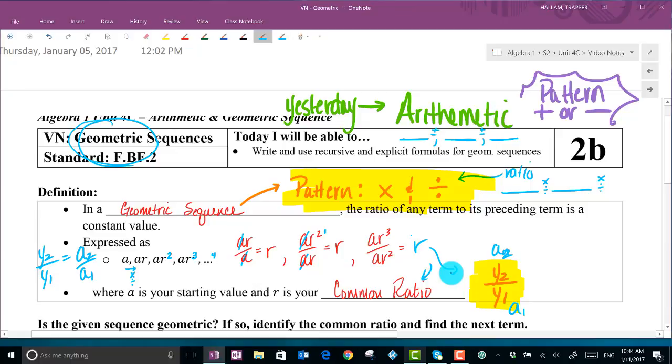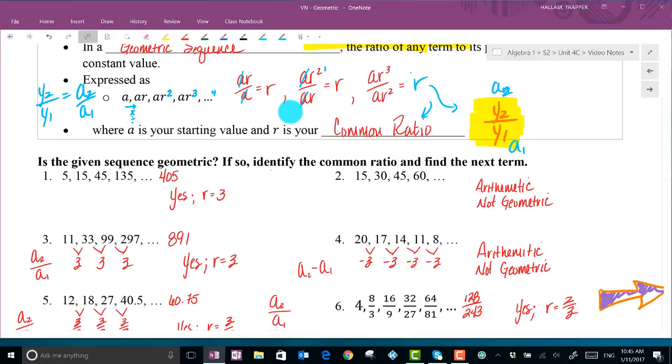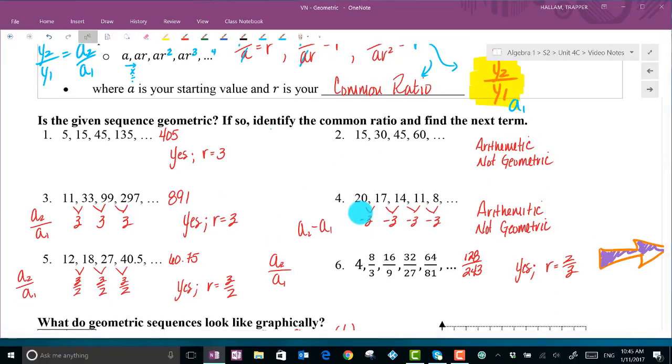All right, so let's take a look at some examples. The first example is a few sequences, and we're supposed to decide if they're geometric or not. We don't care what the other ones are, but you'll notice on some of these I've noted that they were arithmetic. You will eventually have to decide if they're arithmetic or geometric, so I added that in.